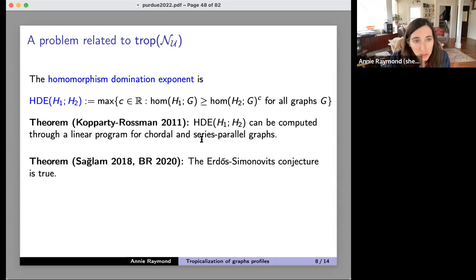And so we used the results of Kopparty and Rossman to show that the Adler-Simonovich conjecture is true. For a few days, we thought that we were the first people to solve it. And then we realized that Matt Saglam had already done it in 2018. So too bad. But we did it in a completely different way using Kopparty and Rossman, and it does make it very simple. The proof is like a page.